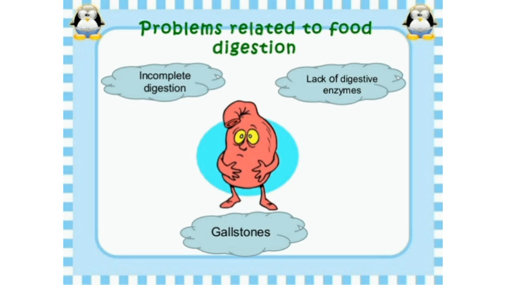Lastly, there are 3 digestive problems. The first is incomplete digestion due to lack of fiber in the diet. Second is formation of gallstones formed from bile pigments, cholesterol, and calcium salts. And the last one is lactose intolerance, a condition where the body cannot digest milk sugar.